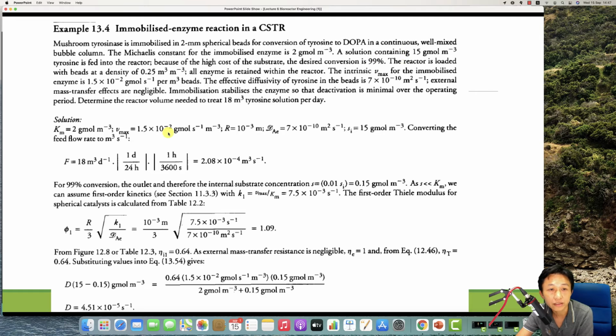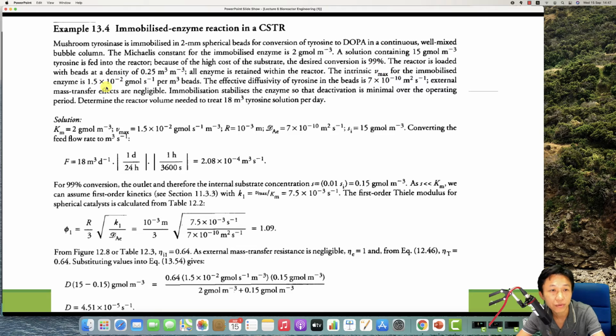The solution contains this 15 gram mole per cubic meter of tyrosine. It is fed to the reactor, and because of the high cost of substrate, the desired conversion is 99%, so you need to convert this. So the remaining tyrosine is 1%. The reactor is loaded with beads. The density of this one is this, and this is how much bead you use. Okay, all enzyme is retained within the reactor.